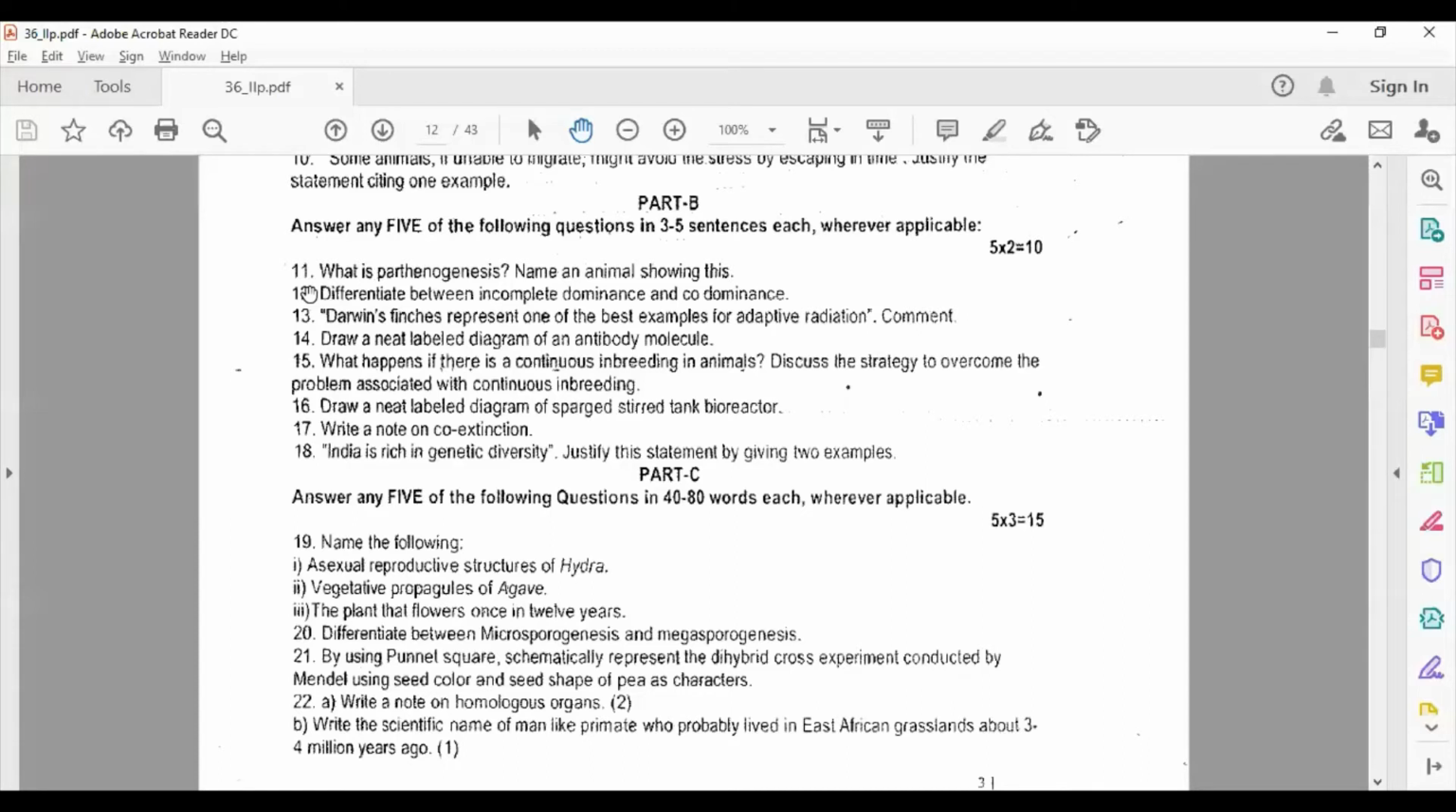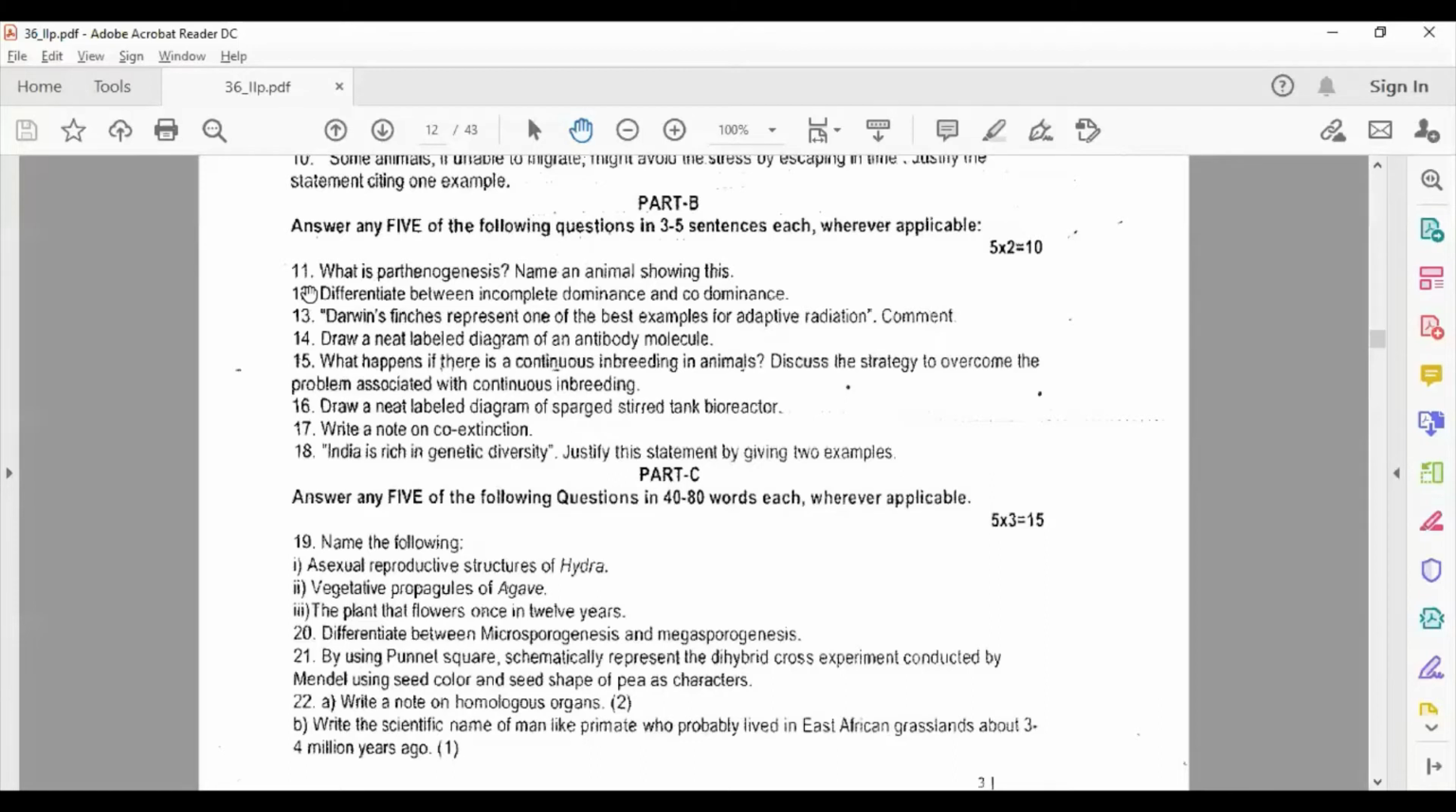Difference between incomplete dominance and codominance. This comes from the 5th chapter. Darwin's finches represent one of the best examples for adaptive radiation, comment. This comes from the evolution chapter. Draw a neat labeled diagram of an antibody molecule. This comes from the 8th chapter. Then, what happens if there is continuous inbreeding in animals? Discuss the strategies to overcome the problem associated with continuous inbreeding. This is from the 9th chapter.